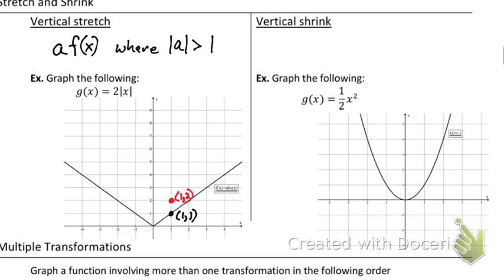Let's pick another point. I'm going to pick the point 3, 3. The stretched version of that, you're going to multiply your y value by 2. So rather than being 3, 3, we're going to then have 3, 6. Once again, that 6 comes from the scale factor being 2 times 3.